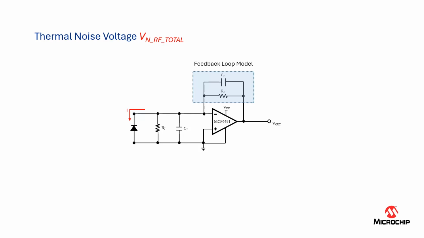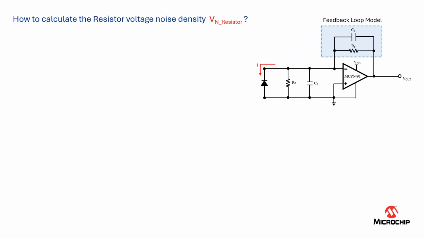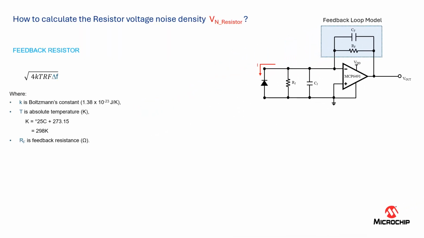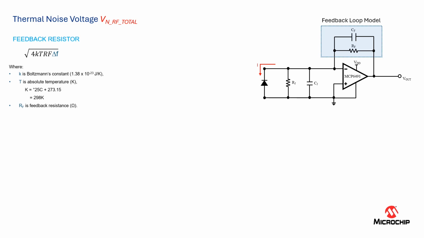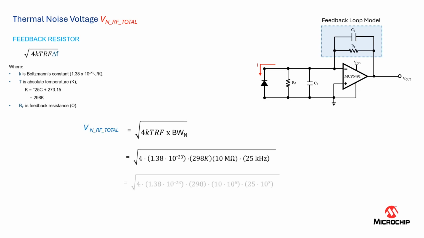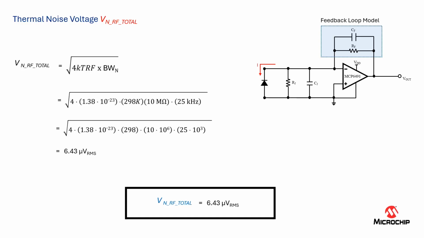To calculate the thermal noise voltage from the feedback resistor, we need to calculate the resistor voltage noise density. We just follow the equation below, where K is the Boltzmann constant, T is the absolute temperature in kelvins, and R is the value of the feedback resistor of our circuit. We plug in the values and solve the equation. Then, to get the resistor thermal noise voltage, we multiply that answer times the noise bandwidth of the circuit.